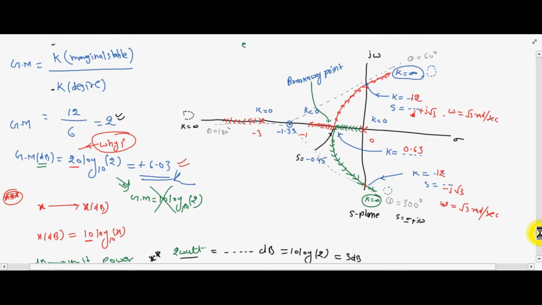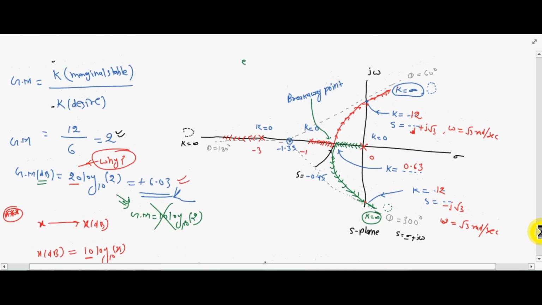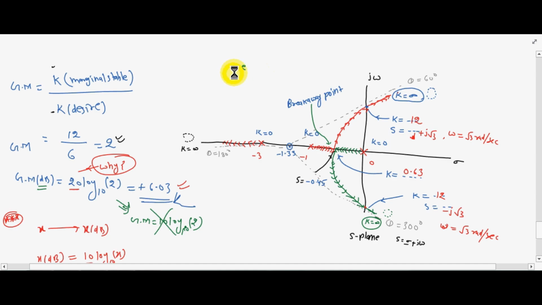Now I am going to discuss some more points beyond this question. See here, when we increase the value of k from 0 to some value for the root locus, the poles move from here to here. At k equal to 12, our poles are located at this point. At k less than 12, our poles are located at this point.